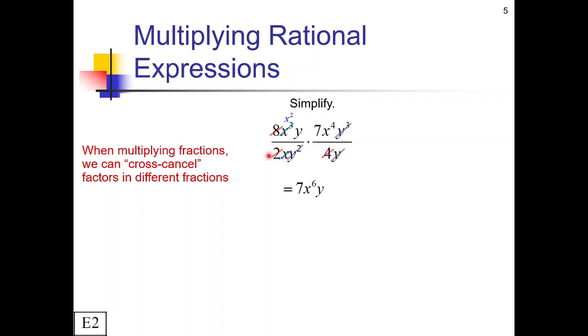Down in the denominator, there's actually nothing that's left uncrossed out, so that means there's a big invisible 1 down there if you've crossed off everything else.